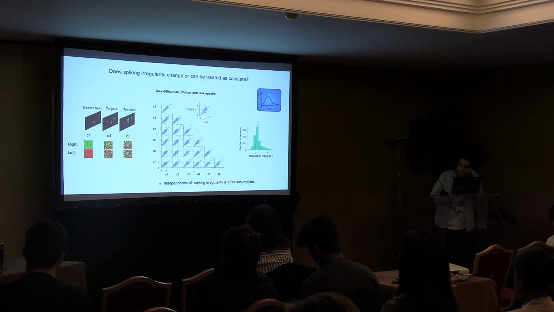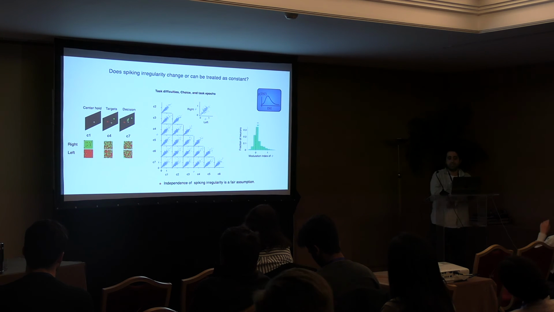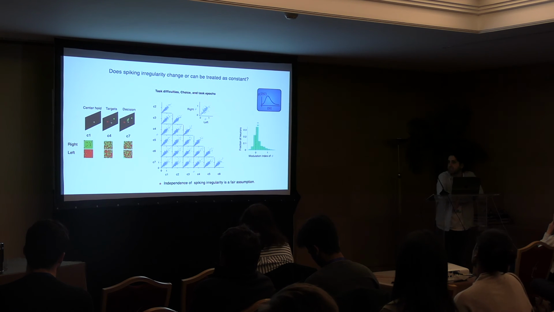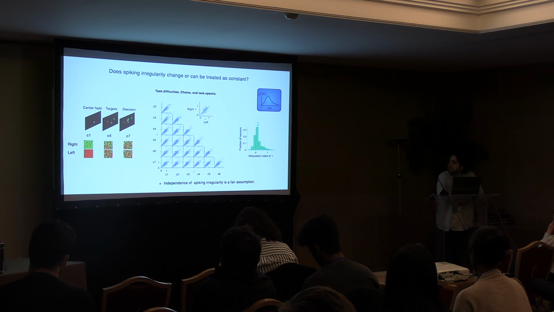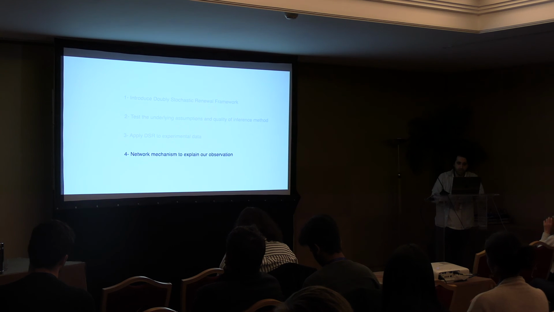Okay. Can we assume that it's completely invariant? The answer is no. The result shows that, for example, if we look at the fixation epoch and the decision epoch, so pre-stimulus and then the decision-making epoch, there is a significant increase in spiking irregularity during decision making, but the effect is small.